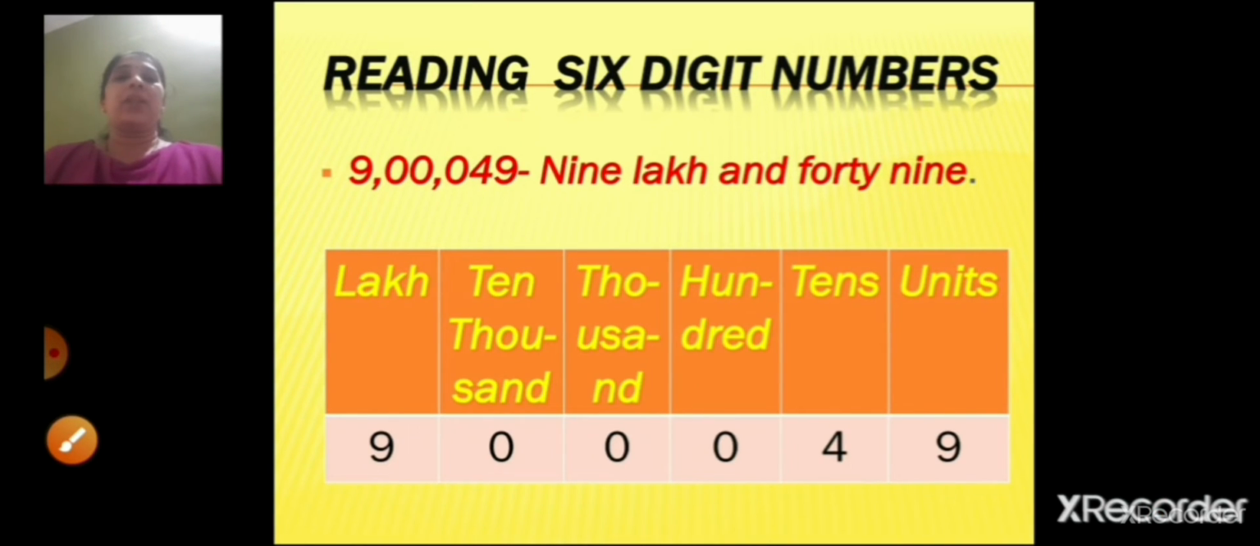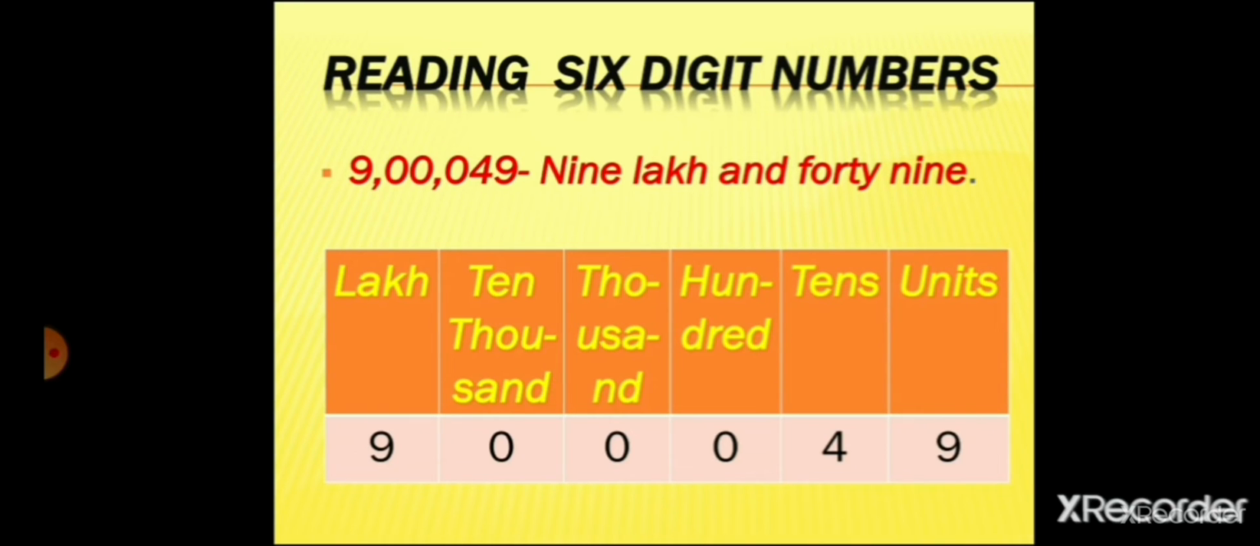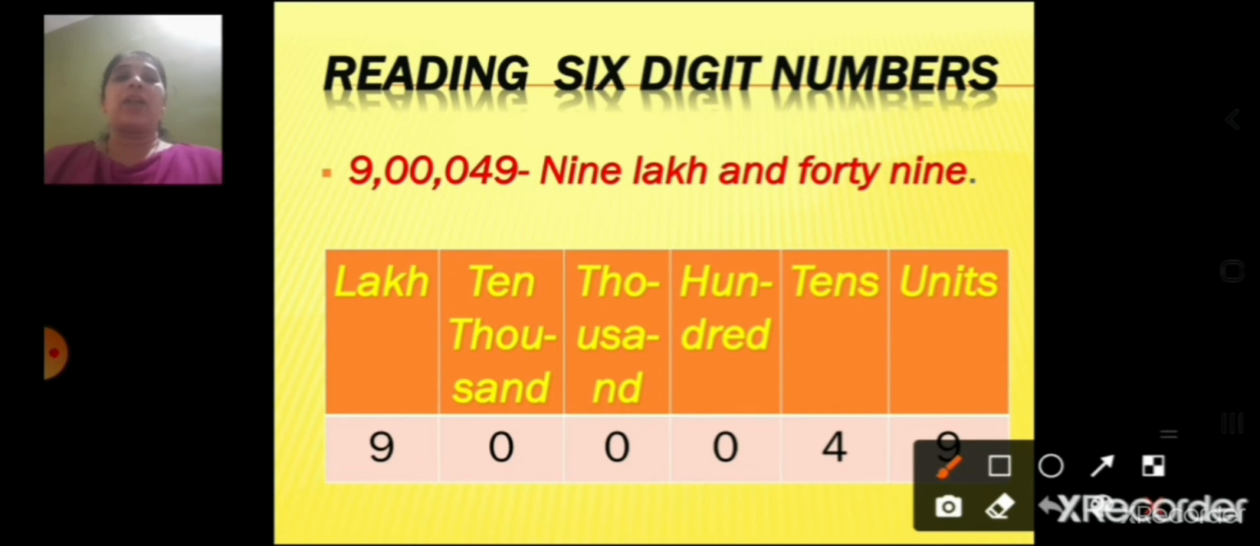Let's take next example, 9,00,049. So again we'll follow the same thing. We are going to prepare a table, units, tens, 100, 1000, 10,000 and lakh. So we'll arrange these numbers in the table starting from our right hand side. 9 in the units place, 4 in the tens place, 0 in the hundreds place, 0 in the thousands place, 0 in the 10,000s place and 9 in the lakhs place. So we'll read this number as 9,00,049.